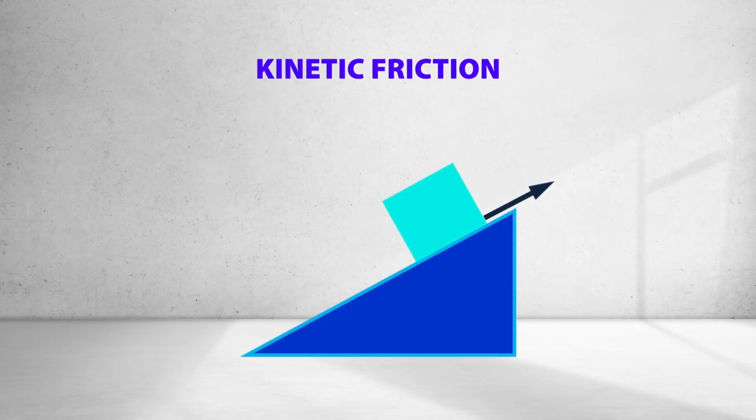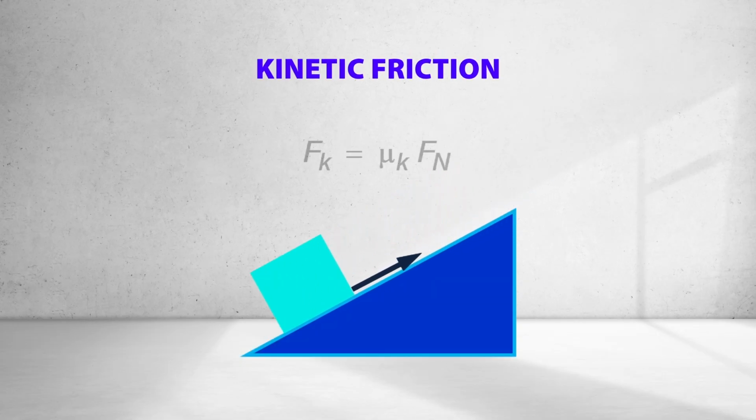Another example, the box is coming down, it is sliding down. The black arrow shows you the direction of the force of kinetic friction, which is equal to mu k Fn. Fn here would be mg cos theta, as you may remember.